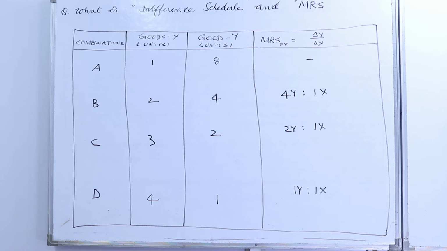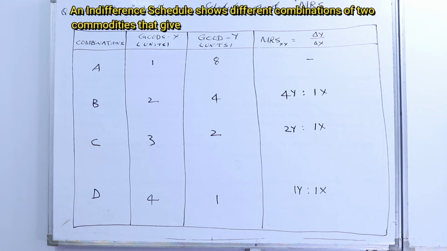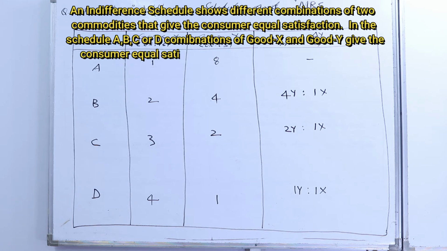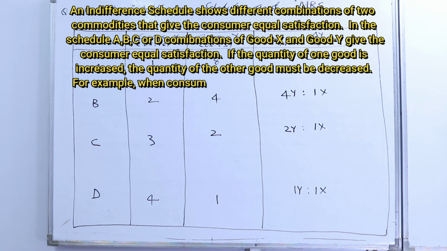When he goes from A to B, he increased the consumption of good X by 1 unit, 1 to 2. So obviously he has to decrease the consumption of good Y. He decreased from 8 to 4. In simple words, he gave up 4 units of good Y to get 1 unit of good X. That's why we wrote it here, 4Y is to 1X. To get 1X, he has given up 4Y.